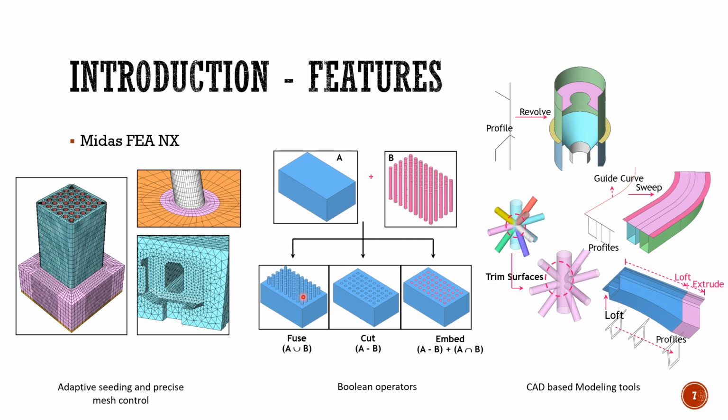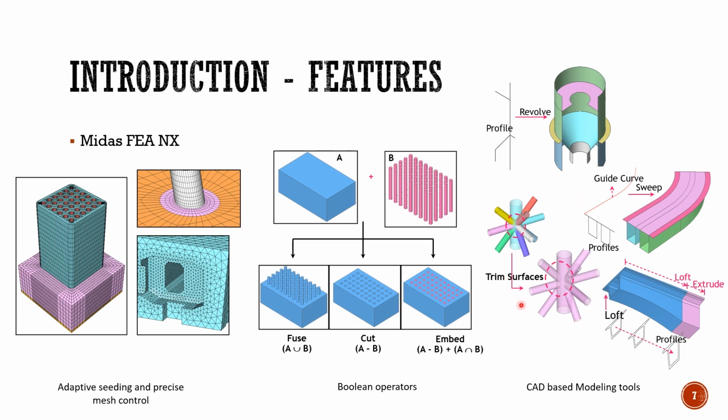So we can fuse these objects. We can make an impression or make a cut through the intersection of these objects. Further, we can embed one particular object in another object, which is useful for embedding tendons and embedding rebars in a solid or a mass concrete. Further, we have CAD-based tools such as revolve and sweep, where we can revolve a linear element along a particular axis, or we can sweep a particular linear element along a guide curve to create complex surface and solid geometries.